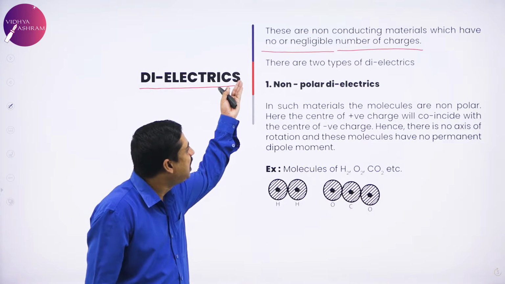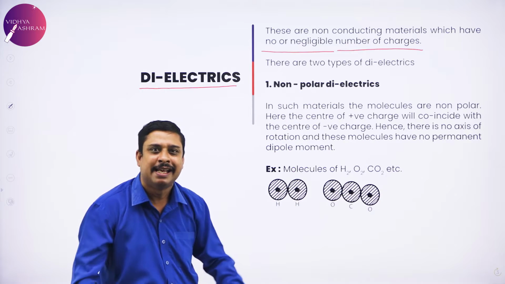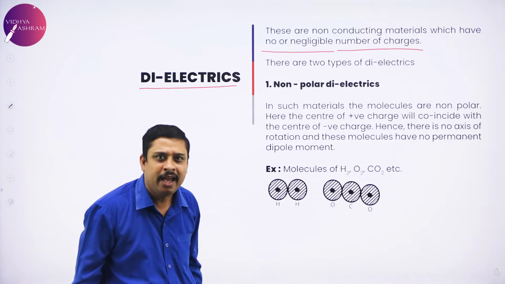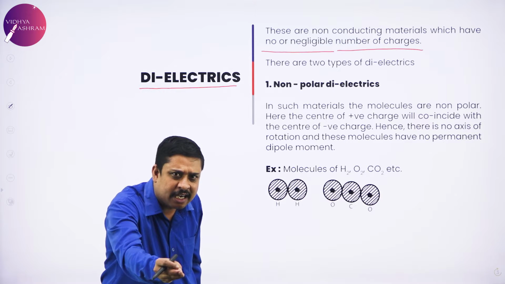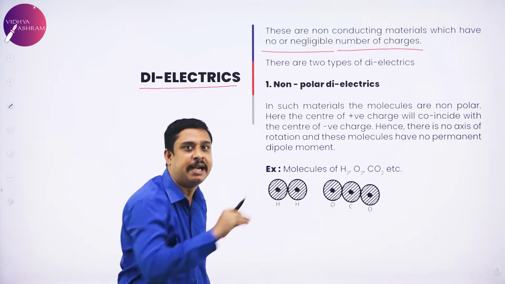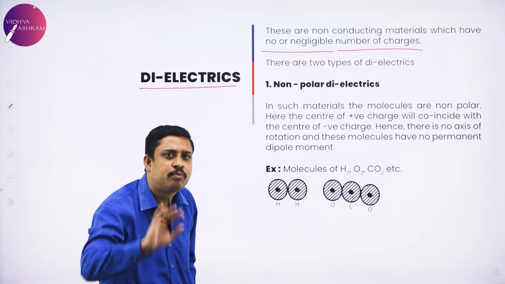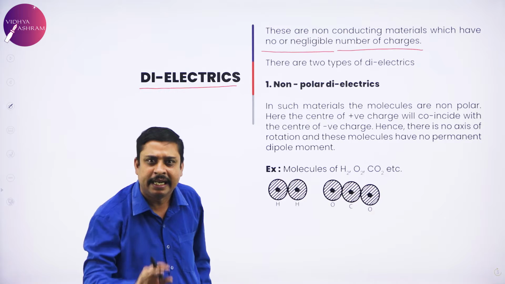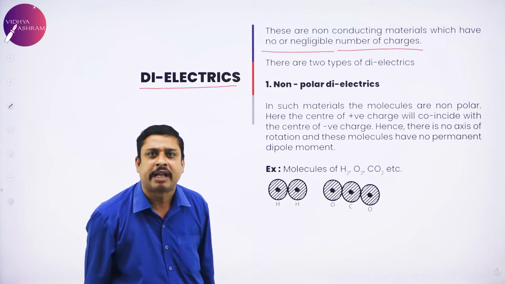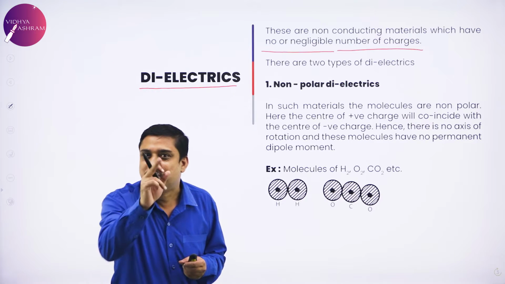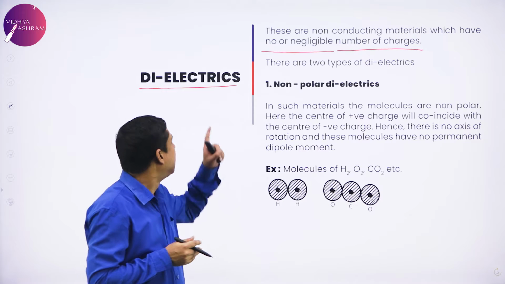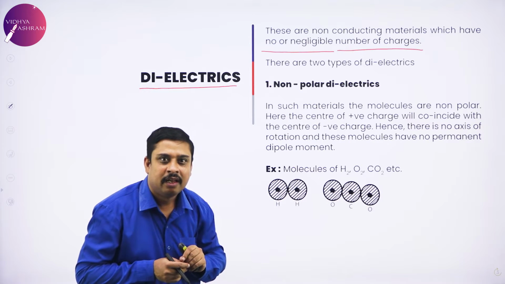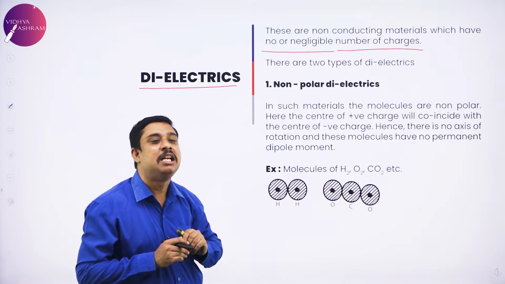So very clearly I have told these are non-conducting materials. In these, electric phenomena are completely dead. Why? Either there are few charges which may not participate in conduction or absolutely absence of charges. So remember from now on, they are a type of insulator. They don't conduct because they have lost electrical properties. So my basic definition of dielectric material says these are non-conducting materials which have no or negligible number of charges.